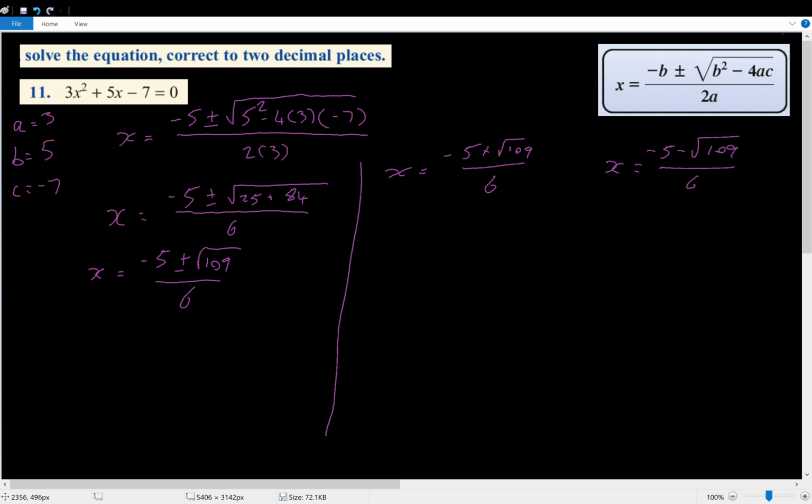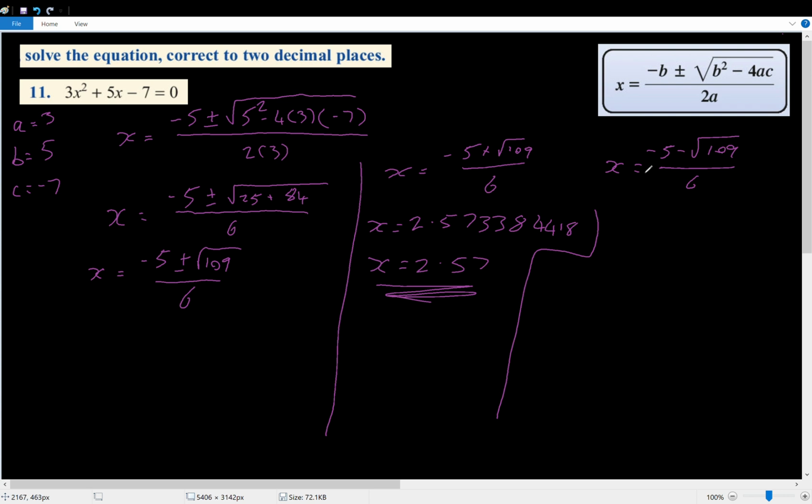The left side here is going to give us x is equal to, and we'll go straight to our calculator for this, 2.573384418. Now the question asks us to do that correct to 2 decimal places, so we're going to round that to x equals 2.57. That's going to be the first of our solutions for this.